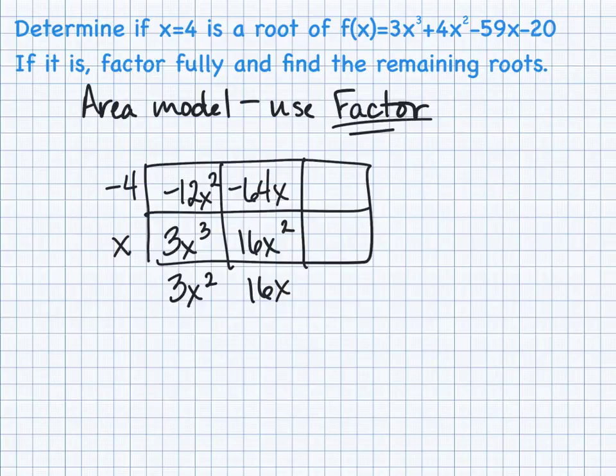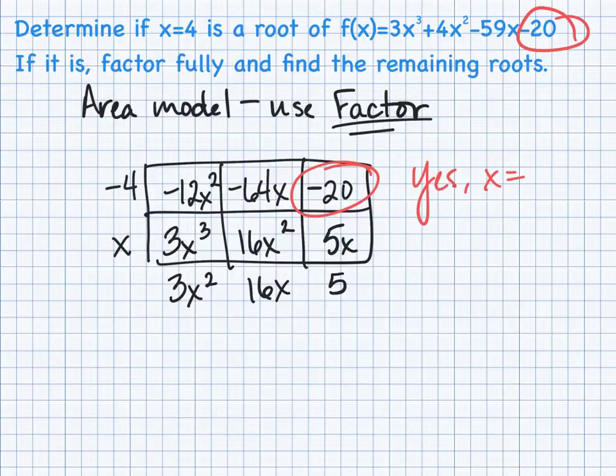Negative 59x minus 64x, and I'm getting that from up here. So negative 59x minus 64x is 5x. Factor out 5, multiply to get negative 20. Because this number matches that number, then we know that, yes, x equals 4 is a root. That confirms our answer, because we have no remainder to get to negative 20.